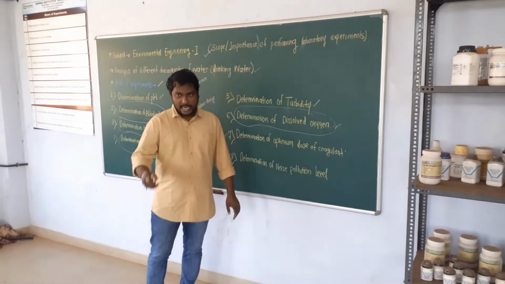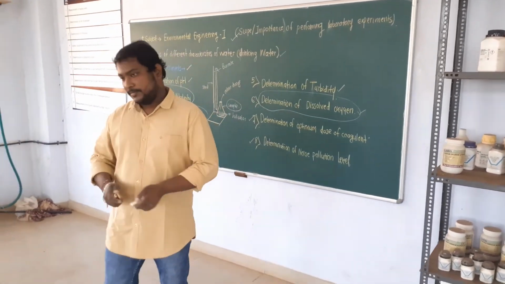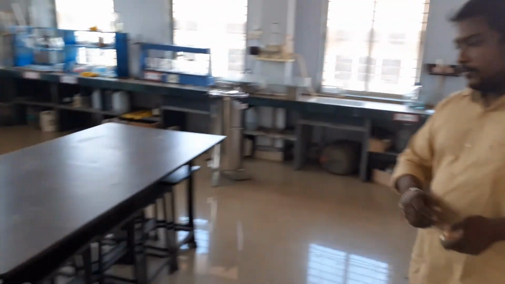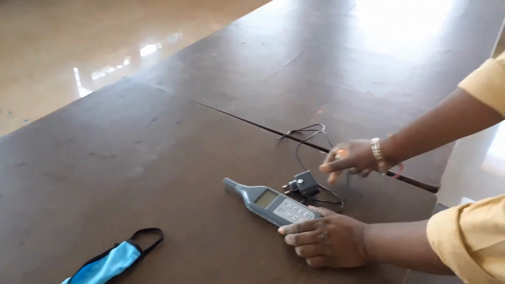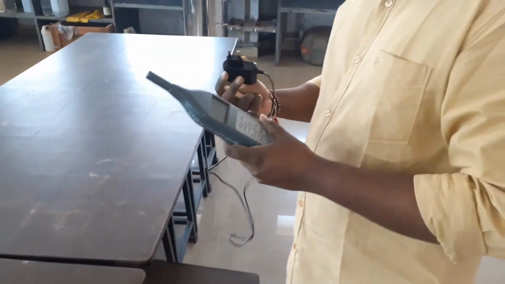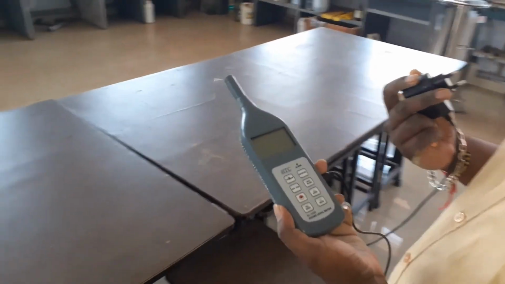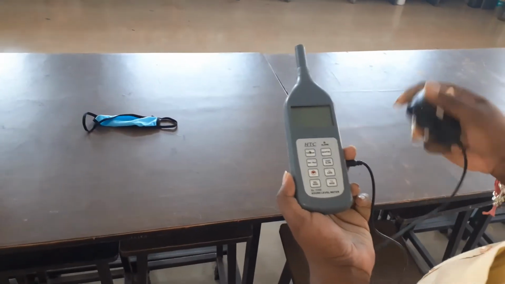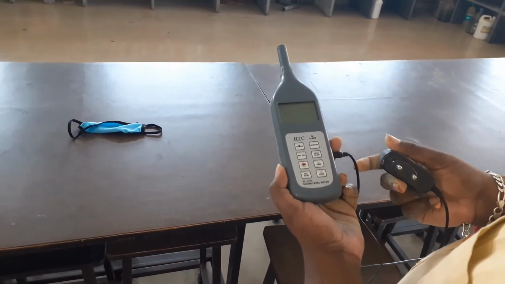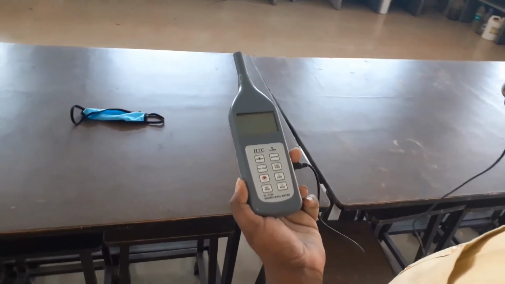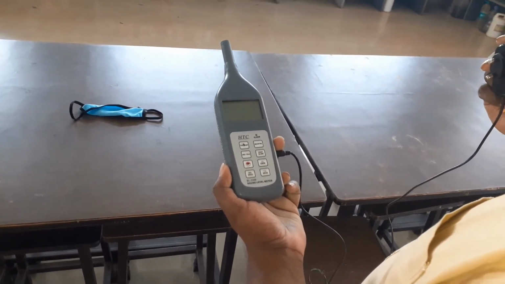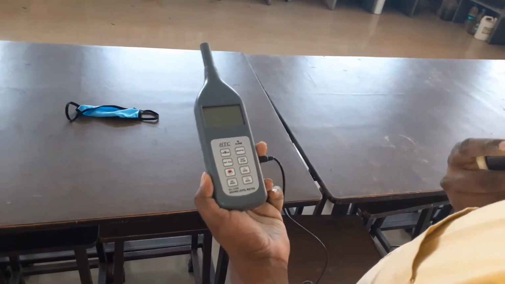We will see the theory during the lectures, and one electronic equipment is available with us for direct measurement of noise. I will show you that equipment, and with its help you will easily be able to measure the noise. This equipment is known as the noise level meter, and a charger is connected to it because it works electronically. After charging the battery, this instrument will work.